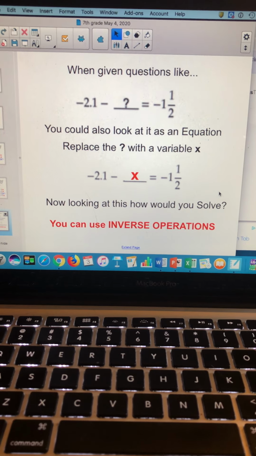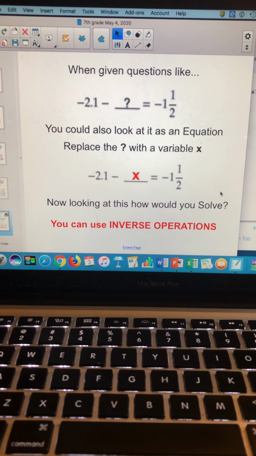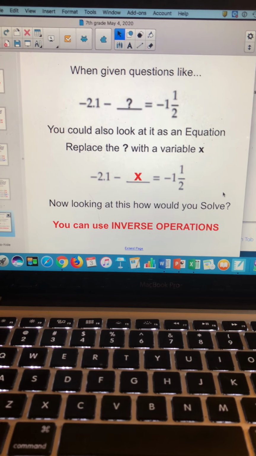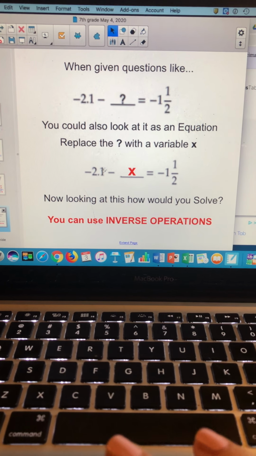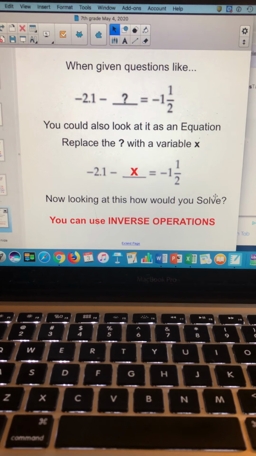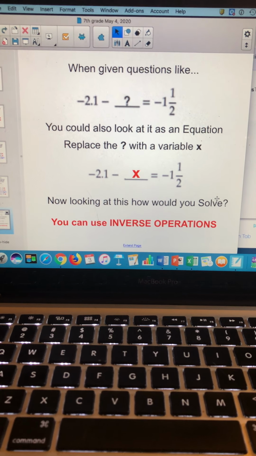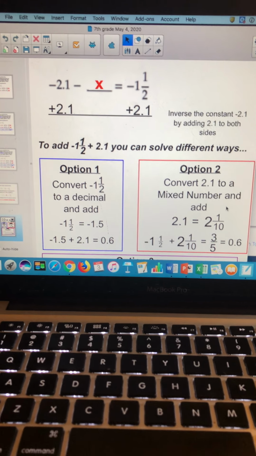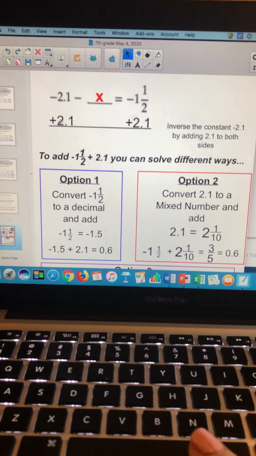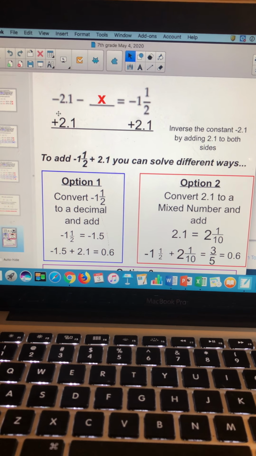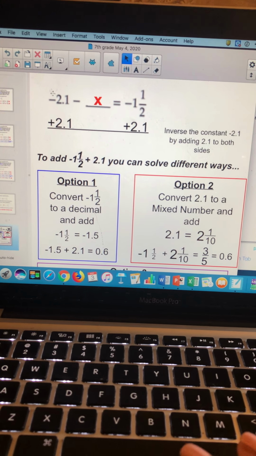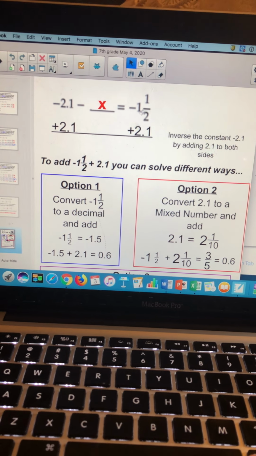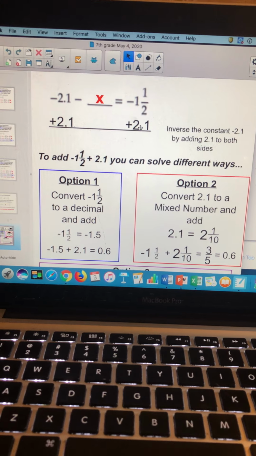Now, the other way we could have done it is replacing the question mark with a variable and looking at this as an equation, because most of you became very good at solving equations like this. We just use our inverse operations to isolate that x. So if we make that our equation, we would have inversed this negative 2.1 by adding 2.1 to both sides. On this side, it would have canceled out. And on this side, we would have had to combine.